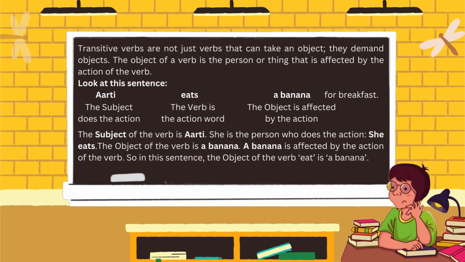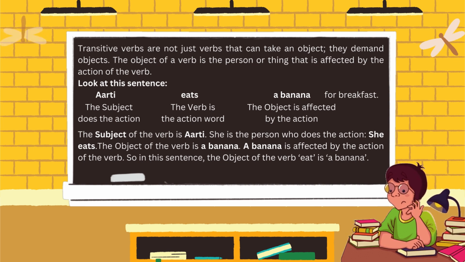Transitive verbs are not just verbs that can take an object, they demand objects. The object of a verb is the person or thing that is affected by the action of the verb. Look at this sentence. Aarti. The subject does the action. Eats. The verb is the action word. A banana. The object is affected by the action.